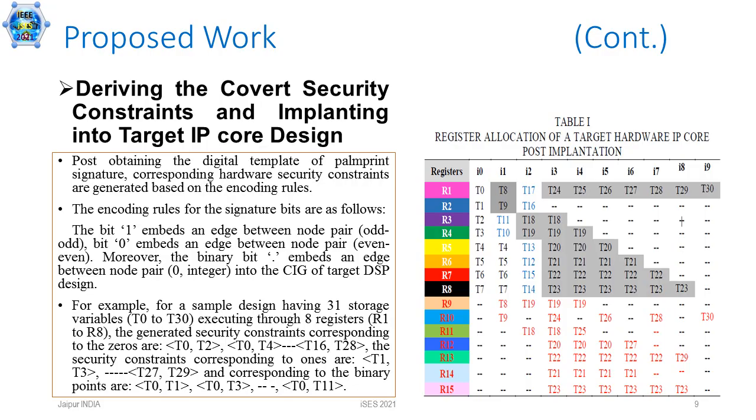All of these storage variable pairs have to be satisfied in the register allocation phase. For example, T0, T2 would be assigned to different registers, T0, T4 would be assigned to different registers, and so on. That means whenever you have a storage variable pair, they are forced to be executed using different, distinct registers and not through the same register. That's how this entire register allocation table gets satisfied with the help of these security constraints derived from the Palmprint signature.